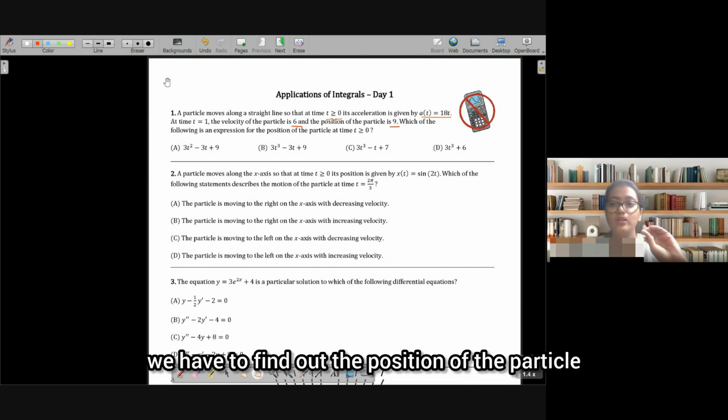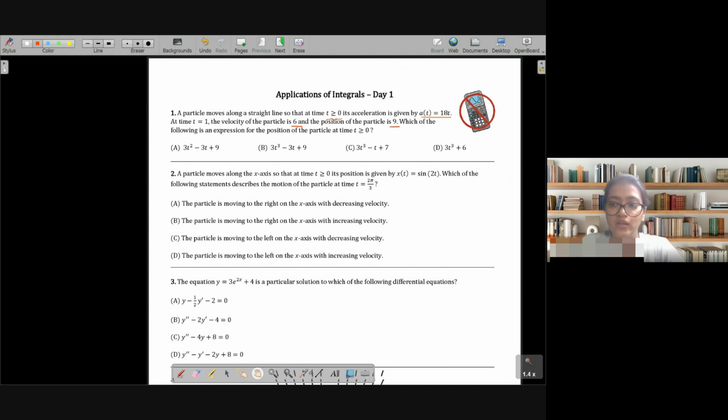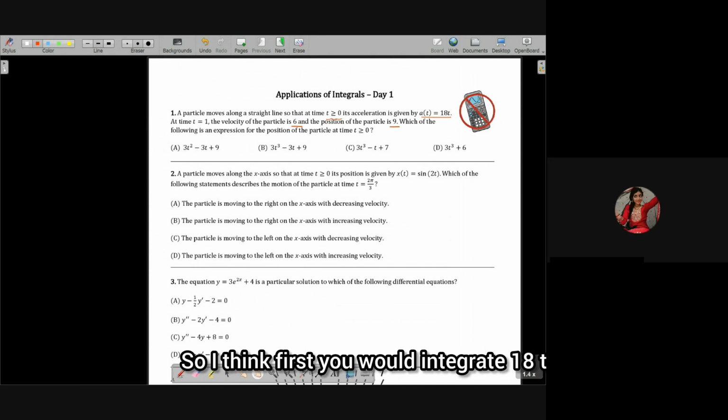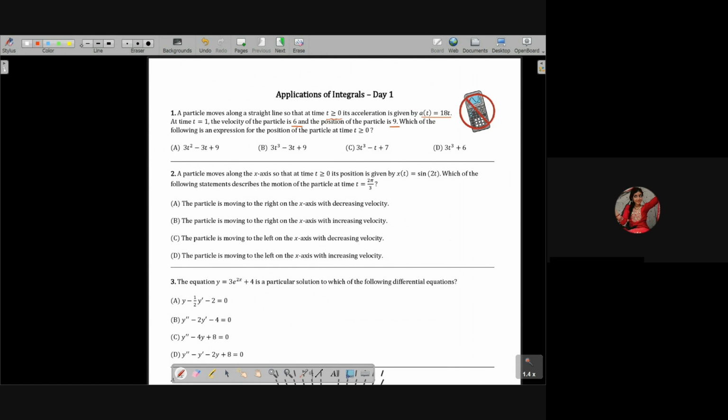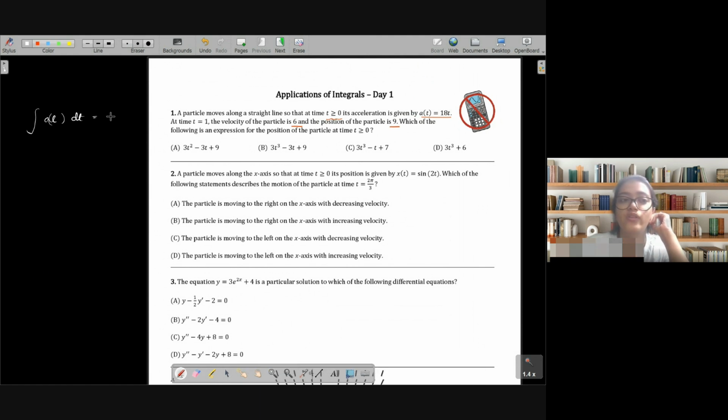So we have to find the position of the particle at time t greater than or equal to 0. First you would integrate 18t. That would give you 9t squared plus c.